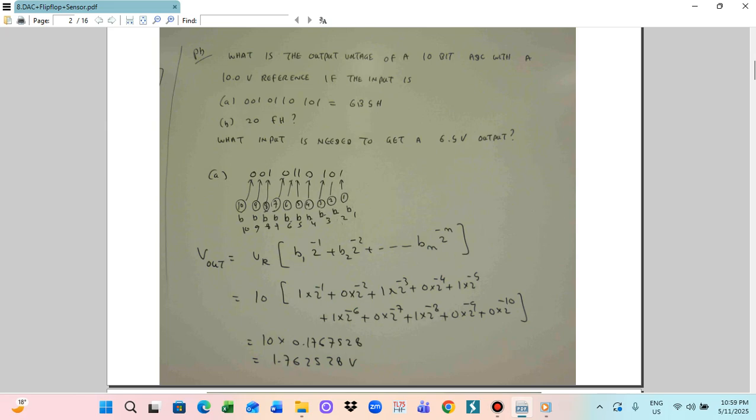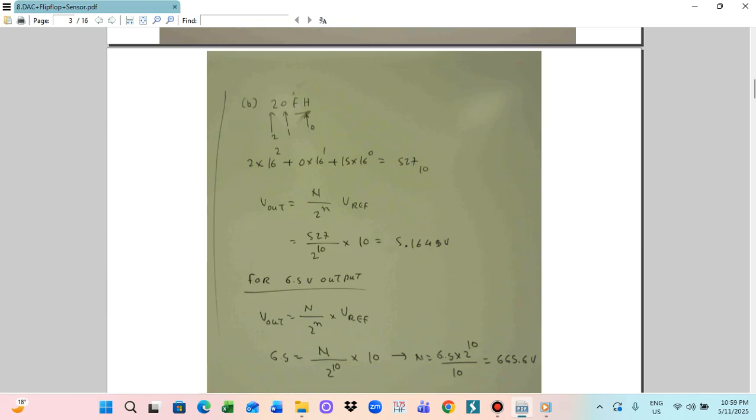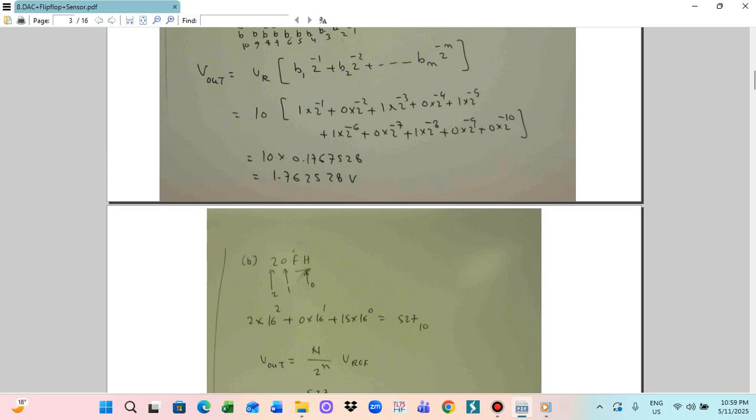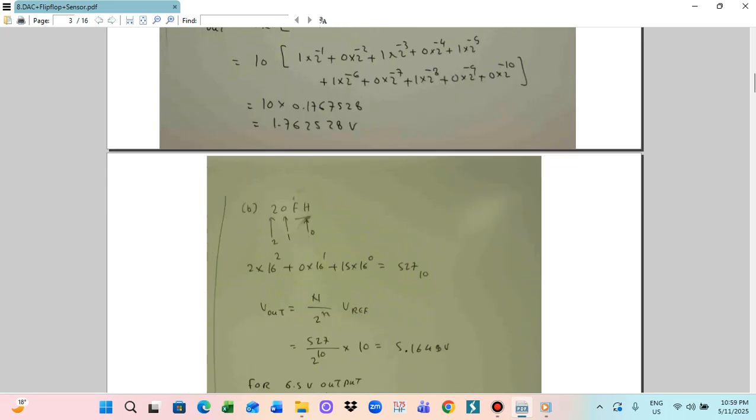Another one we also need to calculate is for 20FH. The 20FH means the position starts from 0, so B0, B1, B2, B3, B4, 5, 6, 7, 8, 9. So B0 is 1. Here we use 2 power minus 1, but it doesn't matter.